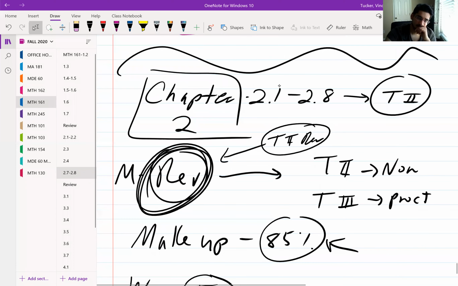So let's look at what we're talking about here. We're looking at chapter 2. Chapter 2 is 2.1 to 2.8. That's what's going to be on your second test. Now, at some point, we have to do a proctor test. I know you guys can't wait. You know, that college experience, have somebody watching you while you take a test, right? But we do have to do that at some point. So we'll either do it this test, or I'm giving you the option of doing it test 3.